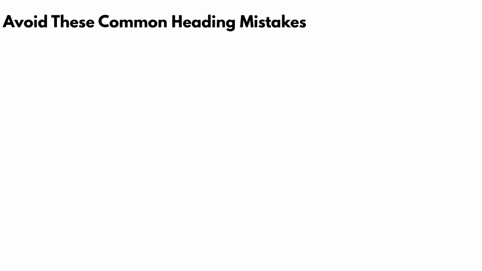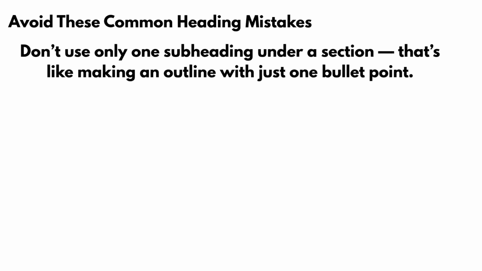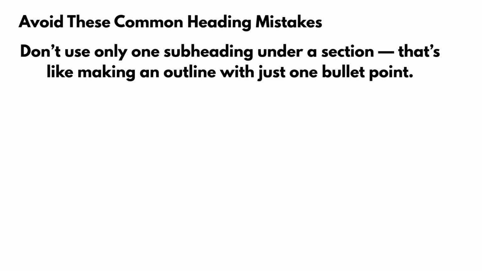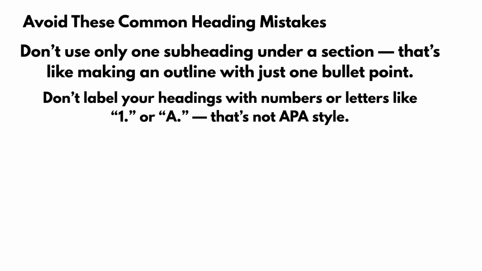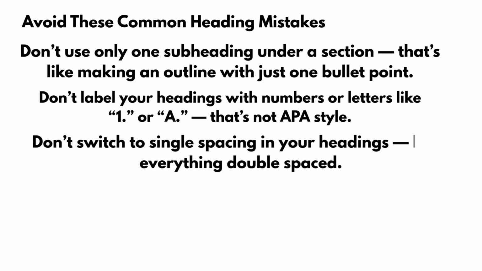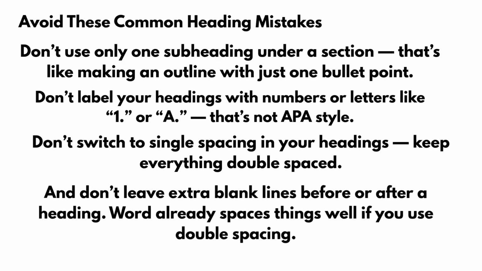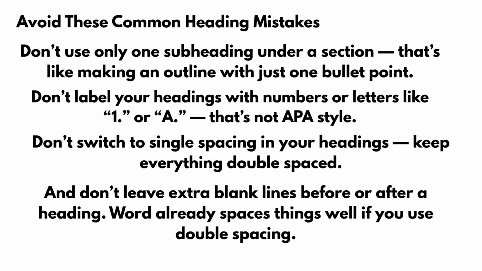Avoid these common heading mistakes. Here are some mistakes to watch out for. Don't use only one subheading under a section. That's like making an outline with just one bullet point. Don't label your headings with numbers or letters like 1 or A. That's not APA style. Don't switch to single spacing in your headings. Keep everything double-spaced, and don't leave extra blank lines before or after a heading. Word already spaces things well if you use double spacing.